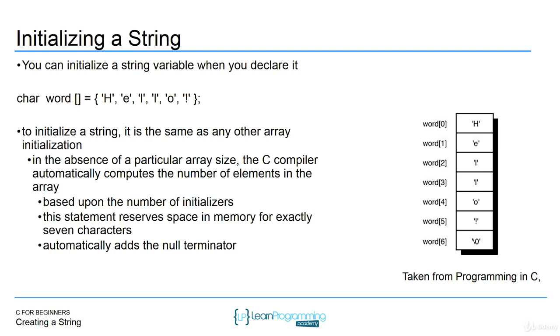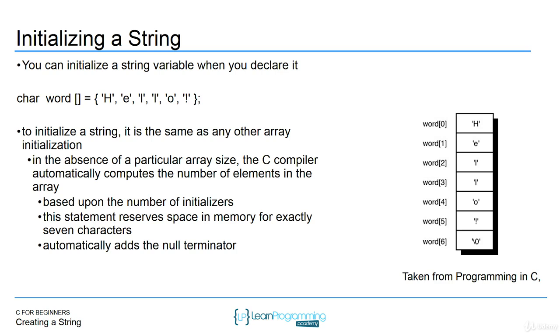In the absence of putting the size, the C compiler automatically computes the number of elements in the array and then adds 1 for the null terminator. So it's based on the number of initializers you have in between the curly braces. This statement is going to reserve space in memory for exactly 7 characters: H-E-L-L-O, exclamation point, and then the null terminator. And this little diagram on the right shows you that, automatically adding that null terminator.